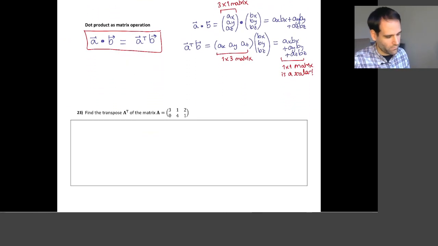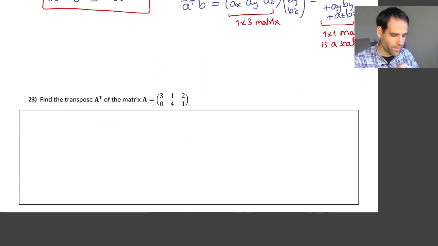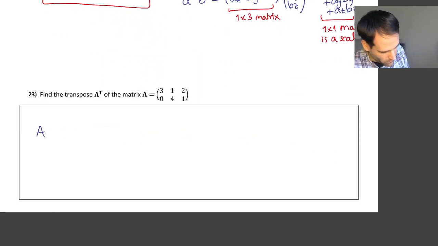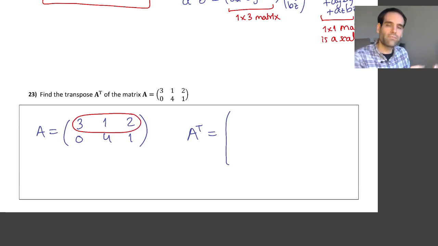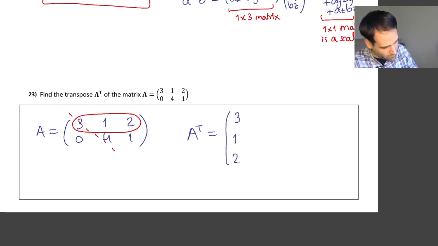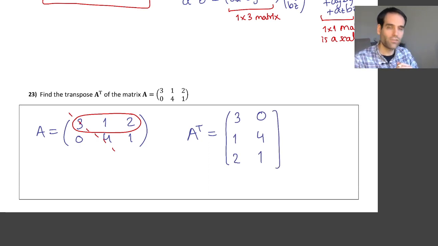Okay. Example. Problem 23. Find the transpose of matrix A given here. So if A is equal to 3, 1, 2, 0, 4, 1, A transpose is equal to, so either you start thinking that the first row becomes the first column and the second row becomes the second column, or you imagine the mirror. Either way, what you get is the matrix, this one. So that's the transpose of a matrix.